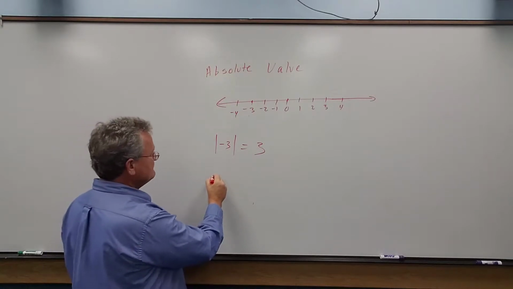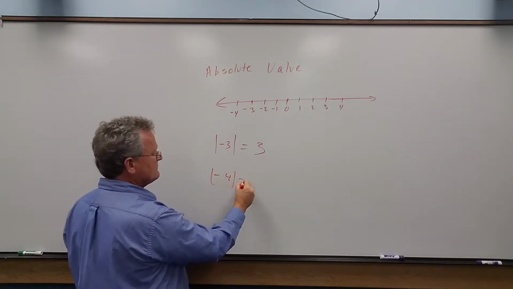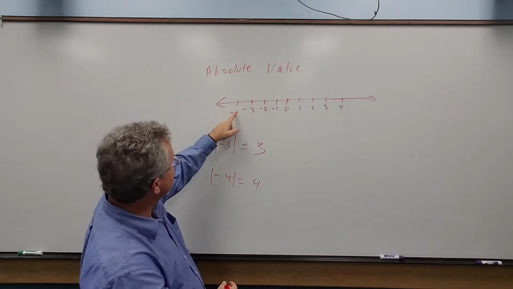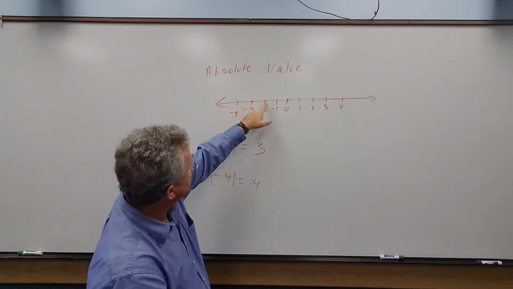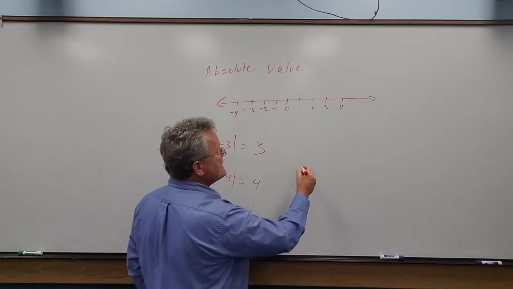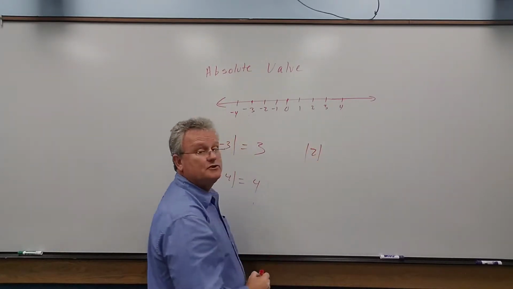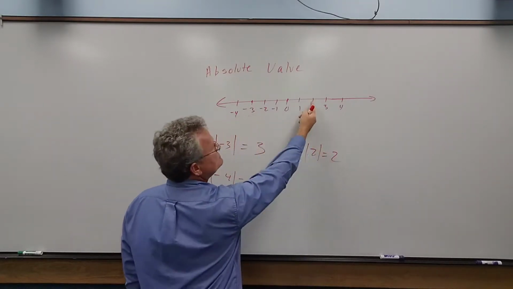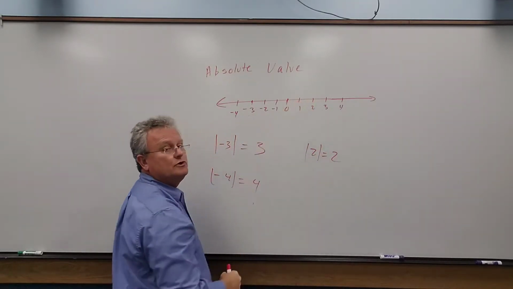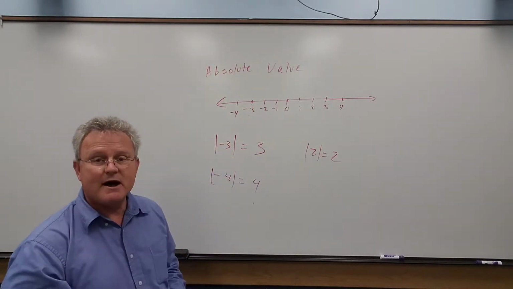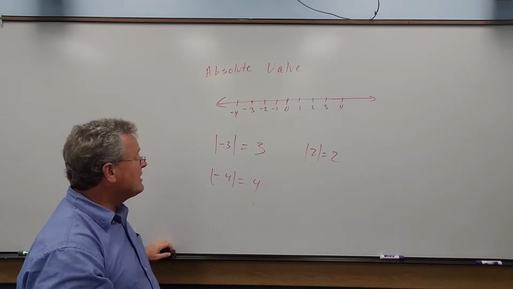What is the absolute value of -4? It's +4. Why? Because -4 is 1, 2, 3, 4 units away from 0. Likewise, what is the absolute value of 2? Well, this is just 2 because 2 is 1, 2 units away from 0. So absolute value is always positive, but be careful.